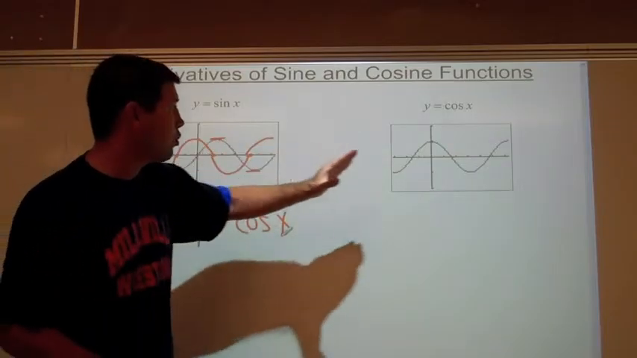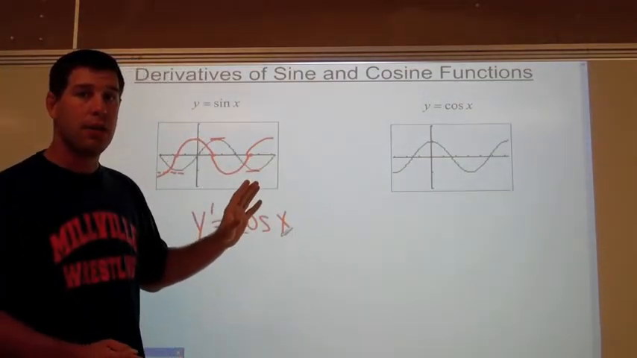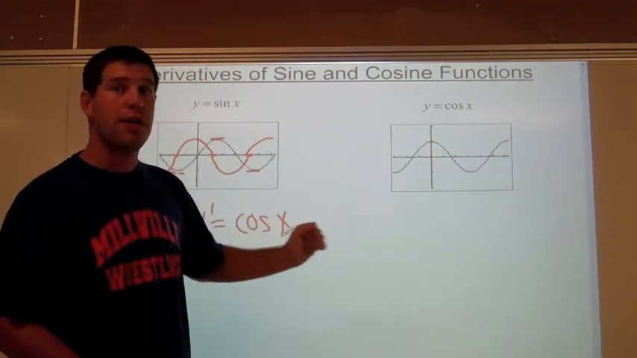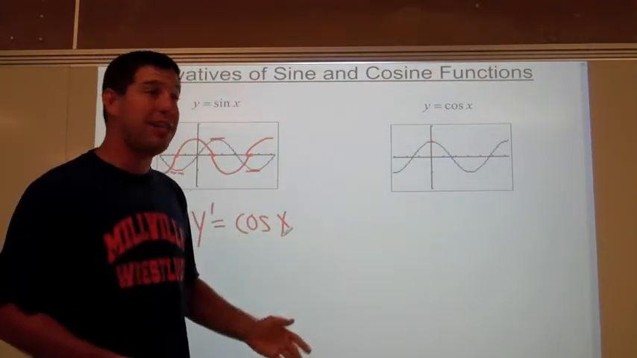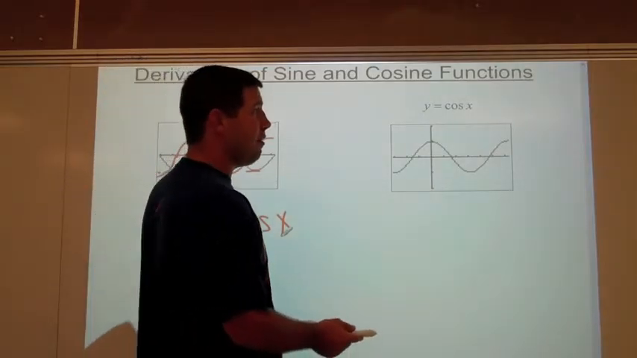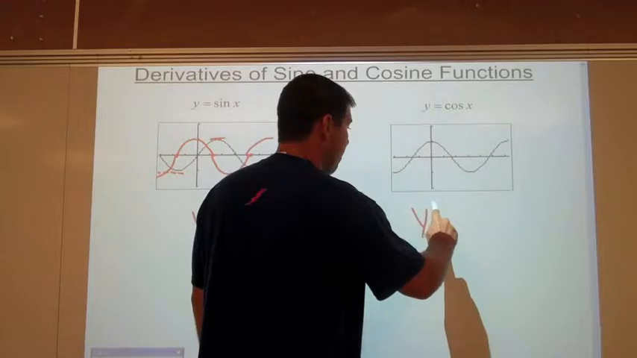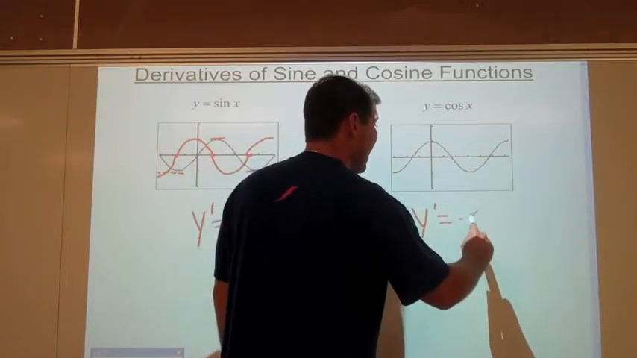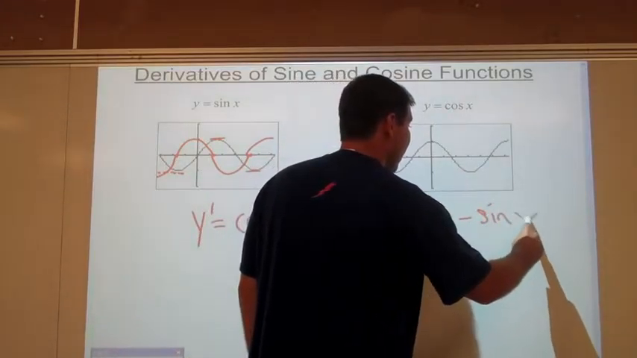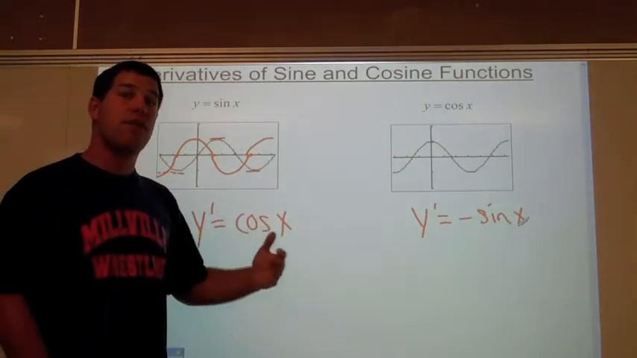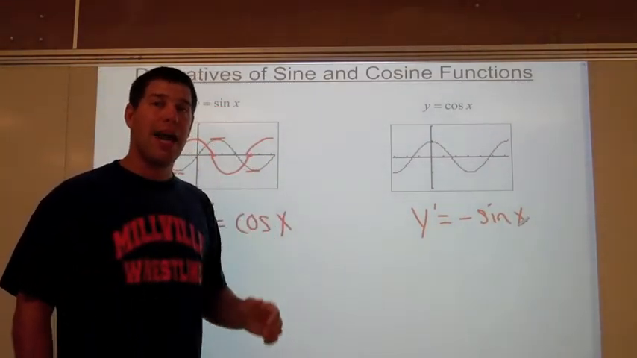Similarly, as these are two graphs that are just horizontal shifts, the derivative of the cosine function is the sine function, actually the negative or the opposite of the sine function. So if y is cosine of x, y prime would equal negative sine of x. And these two derivatives are the basis for the other trig derivatives that you'll learn the next time you do a lesson.